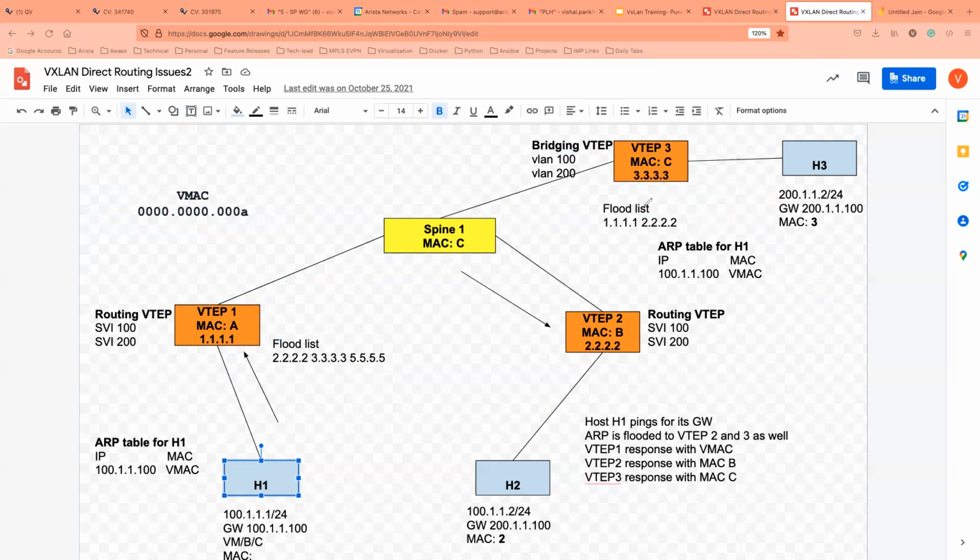One more point: you should have the flood list configured on the bridging VTAP. That is a must. You should not have virtual MAC configured on the bridging VTAP. That's a must. Another is you should never configure a secondary loopback IP address on the bridging VTAP. On interface loopback 0, you will have the VTAP IP as primary IP 3333. You should not configure the secondary IP as 5555. Why?